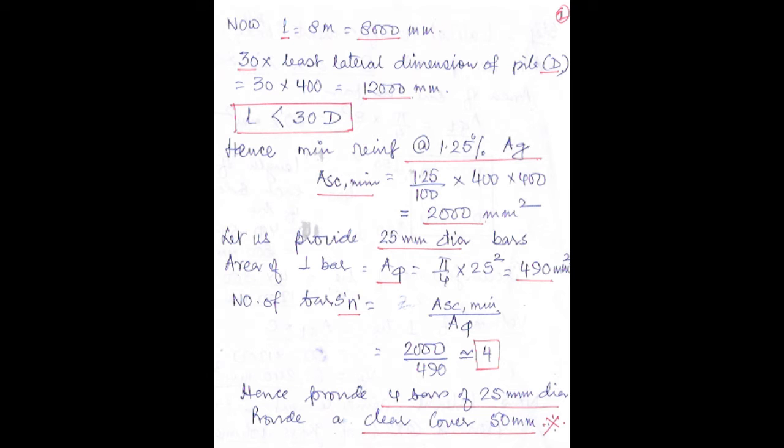So 4 bar. This is okay, because see, we have assumed a square cross section pile, na? So what is the minimum number of bar we have to provide? 4. So it is coming to be 4. It is okay. So correct. So hence write down the conclusion. Provide 4 bar of 25 millimeter diameter and also provide a clear cover of 50 millimeter.